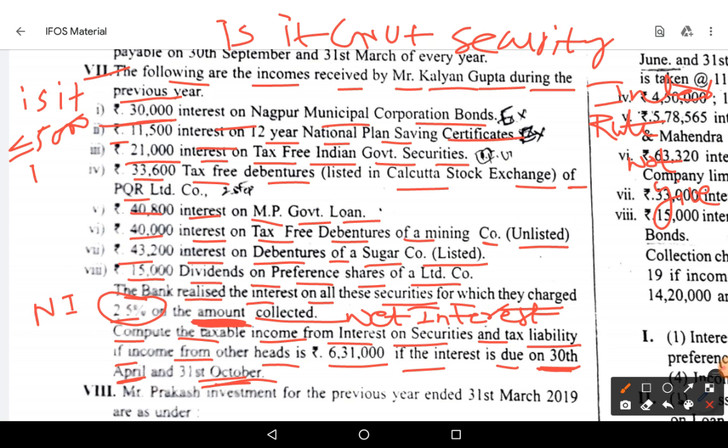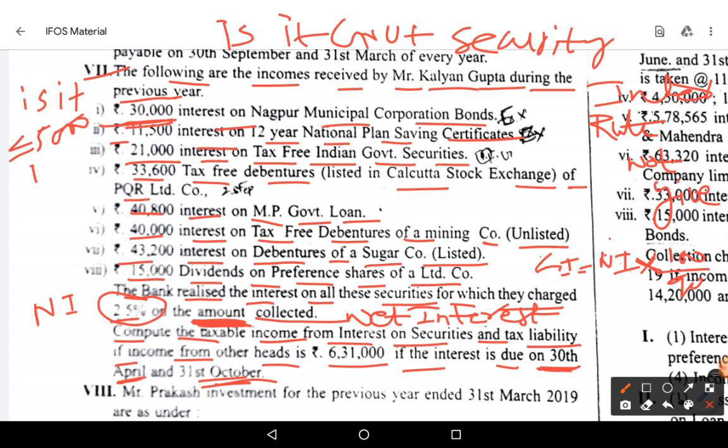Otherwise we will do one step. What is that step? The second step: net interest to get gross interest. Gross interest is equal to net interest into 100 by 90. Don't say rate by 100. Rate by 100 is the first step to get net interest. Here we need to do only the second step, because net interest is already given.